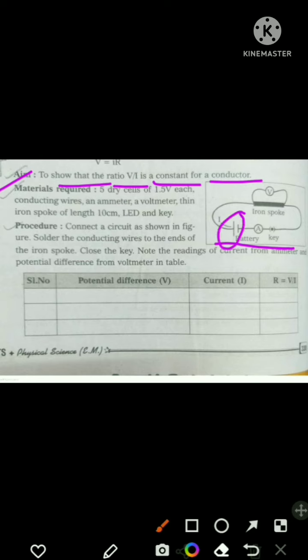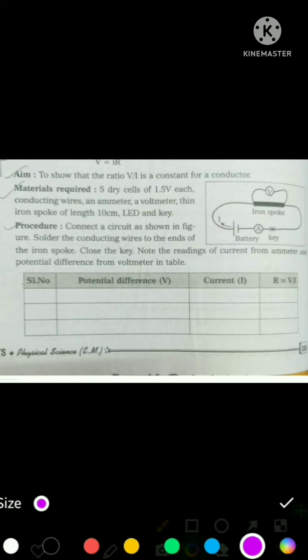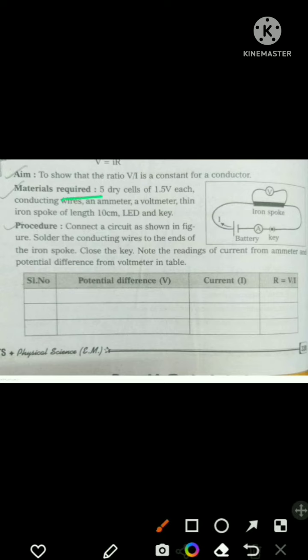Materials required. Before seeing materials required, you have to draw this figure also. In the figure, you have a battery, an ammeter, a key, an iron spoke. So what is required? You require 5 dry cells of 1.5 volt each, and when we combine cells, we know a battery is formed, right? Then we require conducting wires for connecting, an ammeter for measuring current, a voltmeter for measuring voltage, and an iron spoke. What is iron spoke here? Iron spoke is this. And we need an LED. LED is used for glowing, and a key to switch on or switch off.